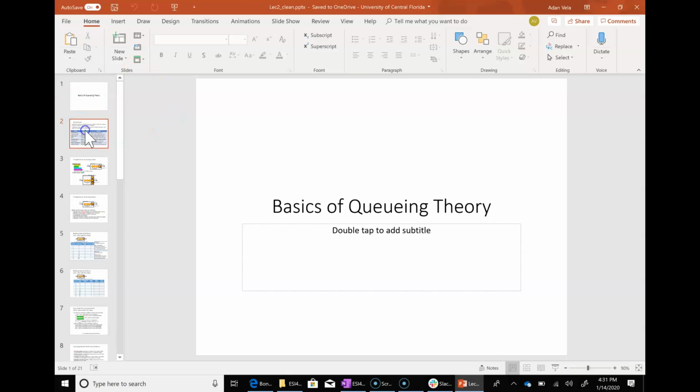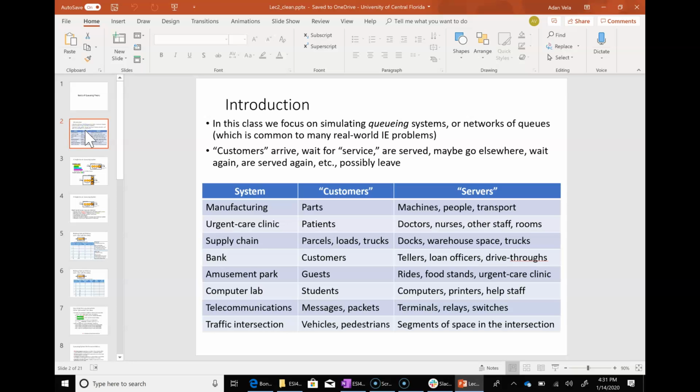Okay. So what is queuing theory? Well, basically, queuing theory is about what happens when we have some sort of customers or entities that are going to be processed by a server. So the very prototypical example is customers at McDonald's waiting to be served by a cashier.